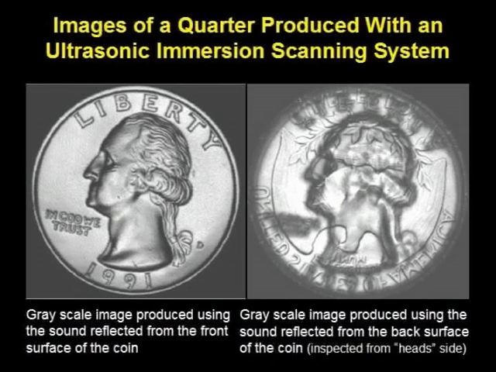Here's an example of some C-scan images. The left image uses the echo from the front surface. The right image uses the echo from the back surface. The reason for the varying amplitude is that the surface acts like a mirror and reflects varying amounts of sound depending upon the angle of incidence. The image from the back surface still shows features from the front surface because the sound that makes it to the back surface must first be transmitted across the front surface.